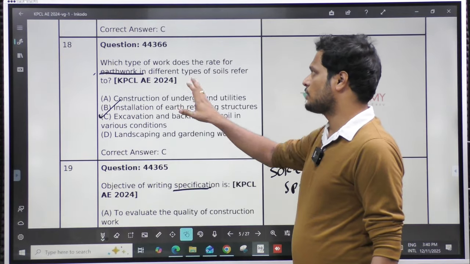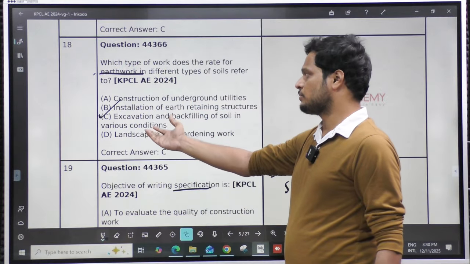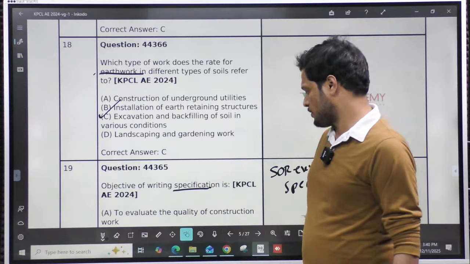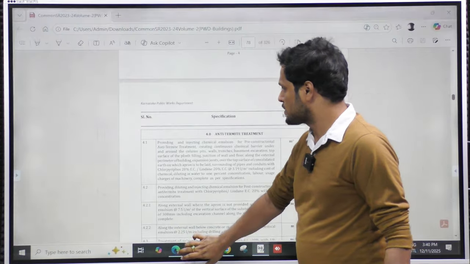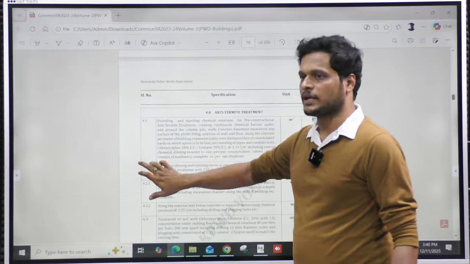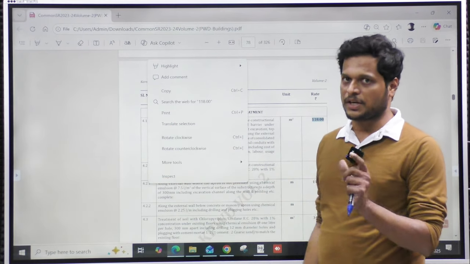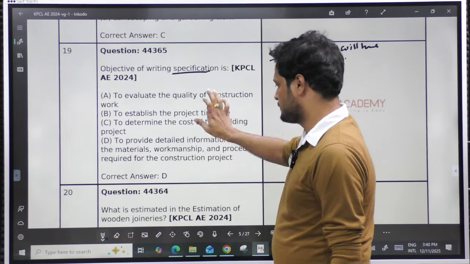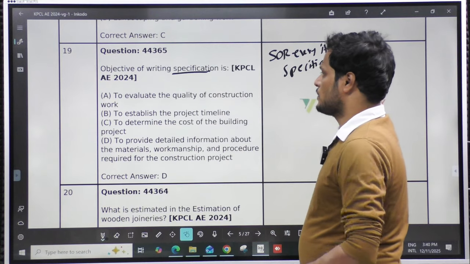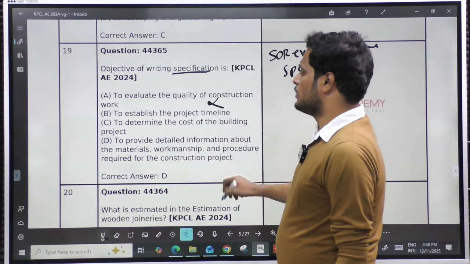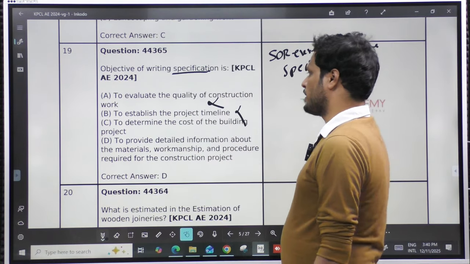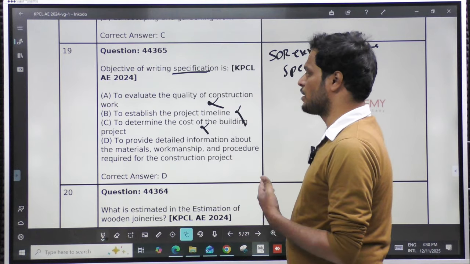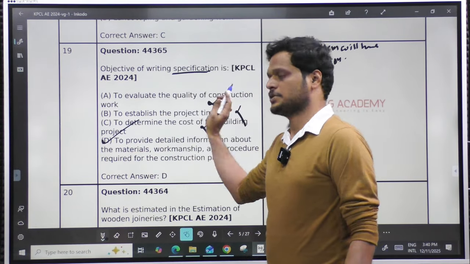This is also like that. Related to earthwork, the types of earthwork are either excavation or backfilling in the SOR. Both have separate values and separate descriptions. Filling, excavation, site clearance, each has a separate specification related to earthwork. Specifications are used to evaluate quality, to establish the project timeline, to determine the cost, and to provide detailed information about the materials, workmanship and procedure required for the construction of the project.